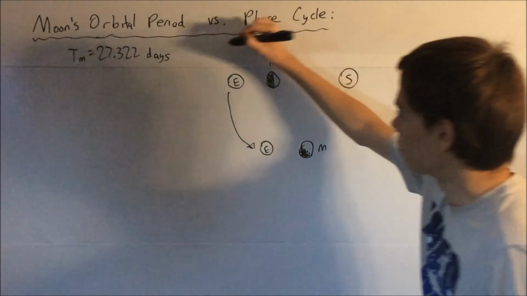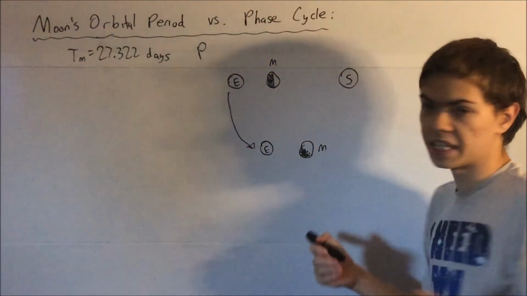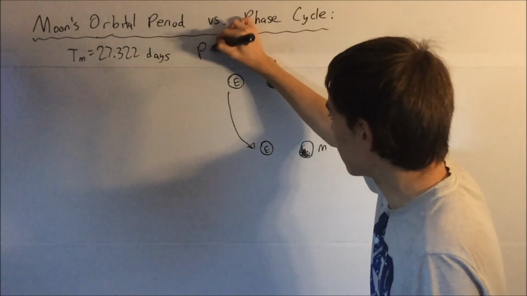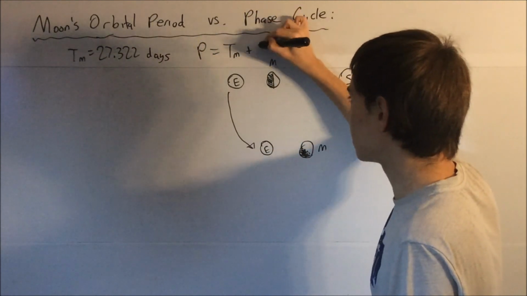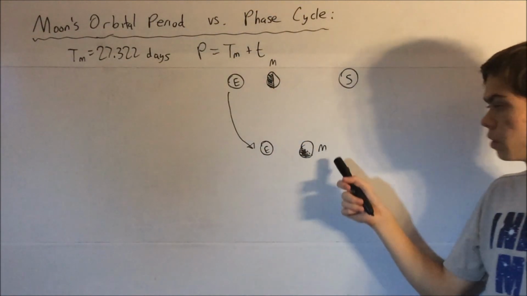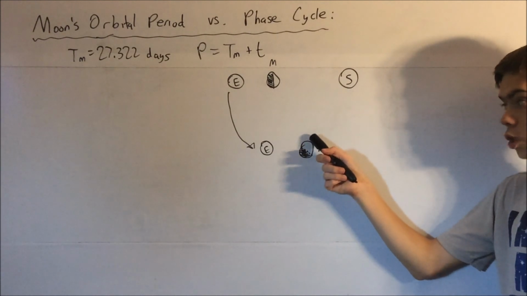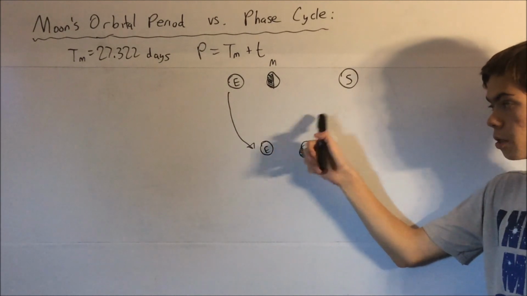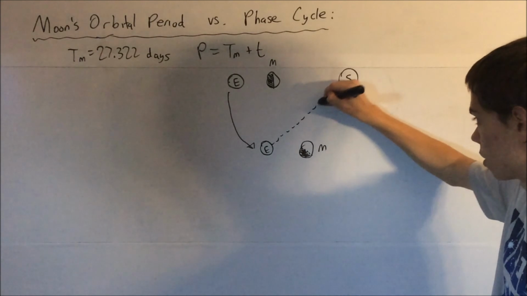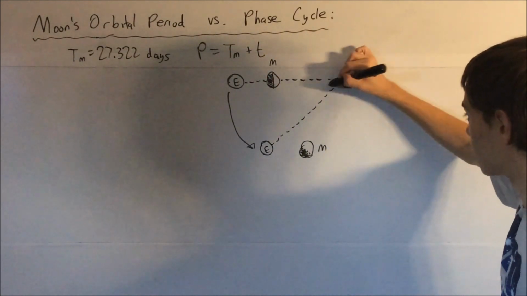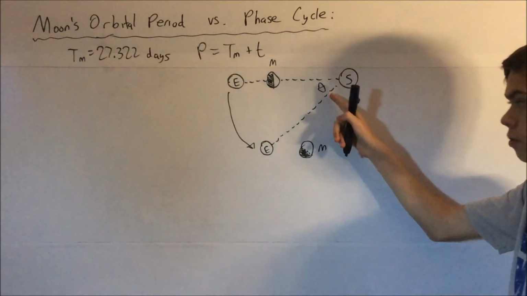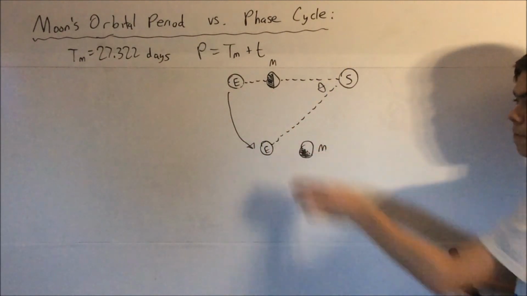I'm going to say P is the phase cycle of the moon. It's going to be equal to the orbital period of the moon plus the extra time that the moon needs to go through in order to reach alignment with the Earth and the Sun. I'm just going to draw these lines right here. This right here is the angular distance that the Earth traveled around the Sun.